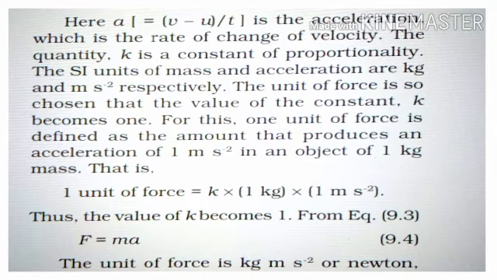The SI units of mass and acceleration are kg and meter per second square respectively. The unit of force is so chosen that the value of constant k becomes 1. For this, 1 unit of force is defined as the amount that produces an acceleration of 1 meter per second square in an object of 1 kg mass. That is, 1 unit of force is equal to k into 1 kg into 1 meter per second square. Thus, the value of k becomes 1. From equation 9.3, F is equal to ma (9.4). The unit of force is kg meter per second square, or the Newton.